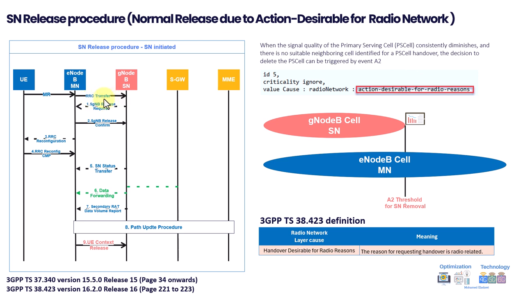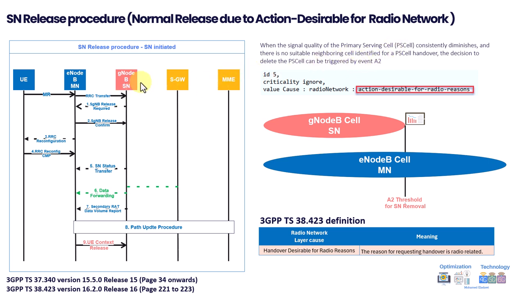Then the RRC transfer will be sent, because here the measurement report should be forwarded through the eNodeB unless you have something called SRB3 enabled. If this is enabled, the measurement report can be sent directly from the UE to the gNodeB. But here I'm assuming SRB3 is not enabled. So here the RRC transfer contains the information of the measurement report for A2 and other events, for example A2 or A5 or whatever.